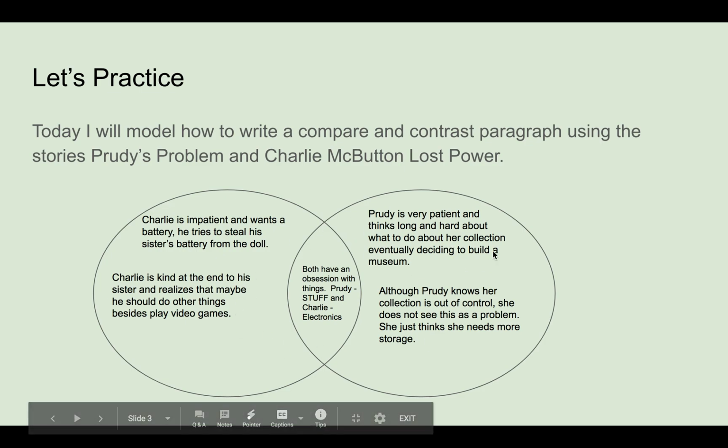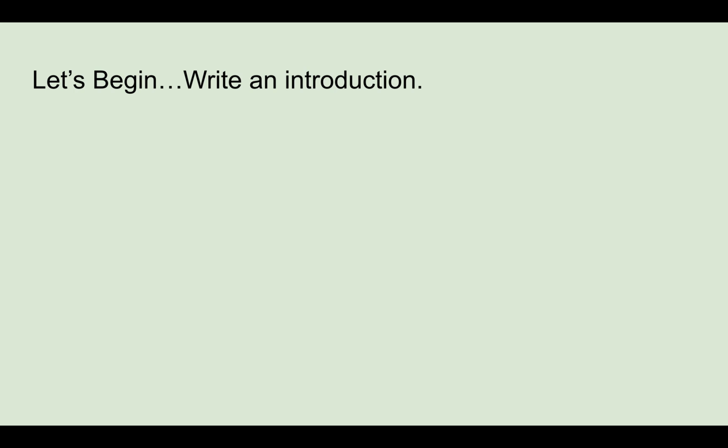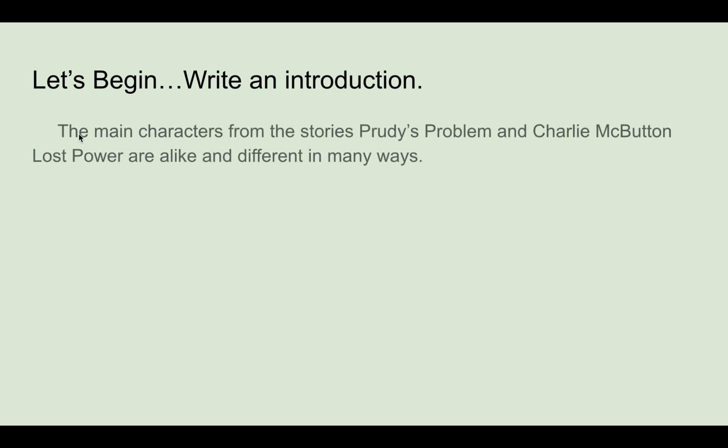So I'm going to take this Venn diagram and use it to write an essay about the two characters, Charlie and Prudy. So let's begin. I need to write an introduction. Well, the first thing I need to think about is that I want to tell how Prudy and Charlie are alike, and I want to tell how they are different. So I'm going to start with: The main characters from the stories Prudy's Problem and Charlie McButton Lost Power are alike and different in many ways. That tells my readers exactly what I'm writing about. I'm writing about the main characters and how they are alike and different.